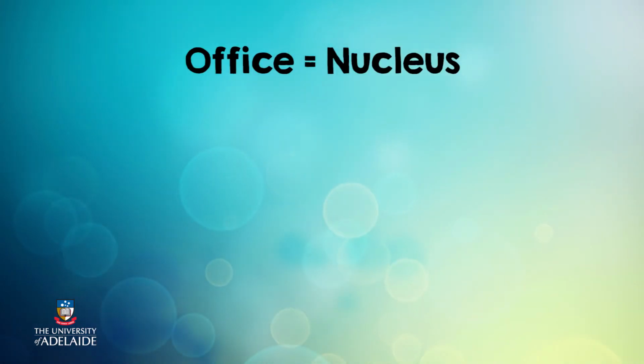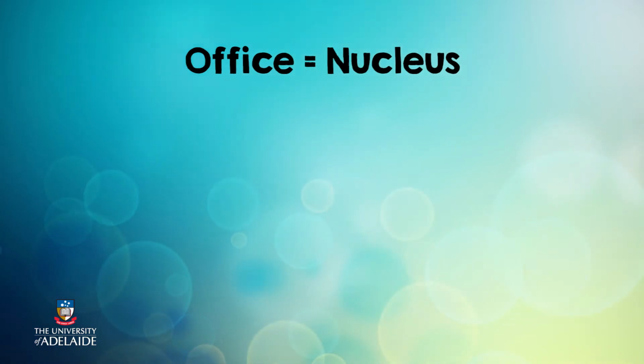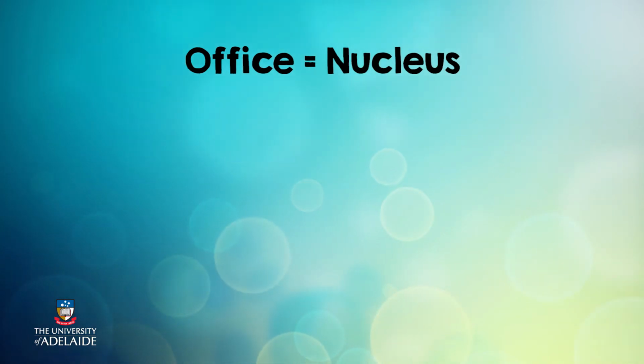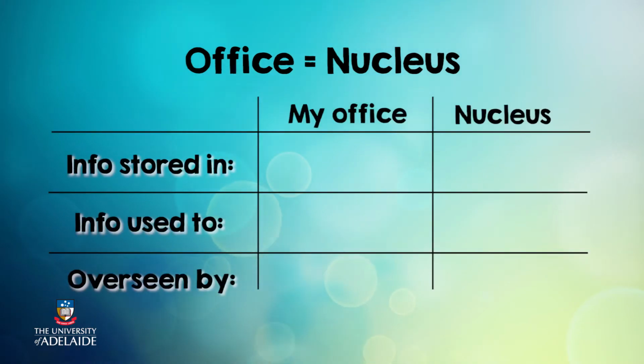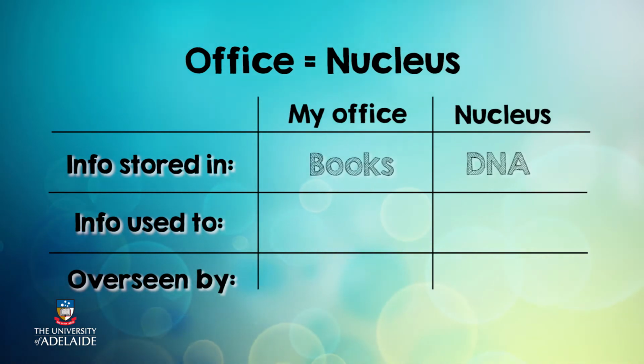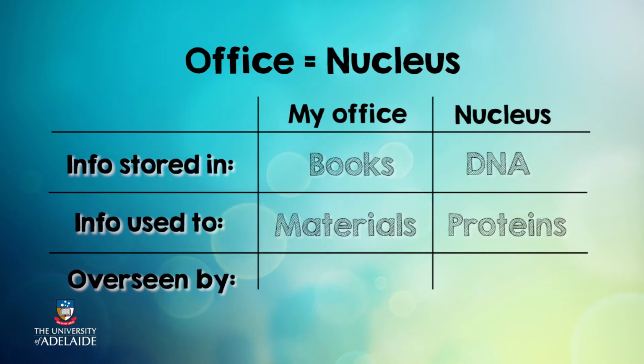Let me explain. My office is the central focal point of my working life, just like the nucleus is the central focal point of a cell. In my office, huge amounts of information are stored in my books and computer. In a cell, all genetic information is stored in DNA molecules inside the nucleus. In my office, stored information is read and used to prepare new class materials. In a cell, information stored in DNA is read and interpreted to make new proteins.